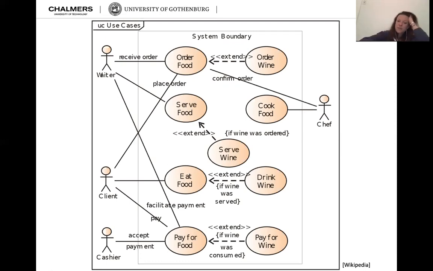And then the other thing that you may note is that the extends have if statements. So up on top, we have order food, and that can get extended by order wine. And then further down, every time wine pops up again, the extends applies if wine was ordered. So that is an option for putting guards in there. Very useful.